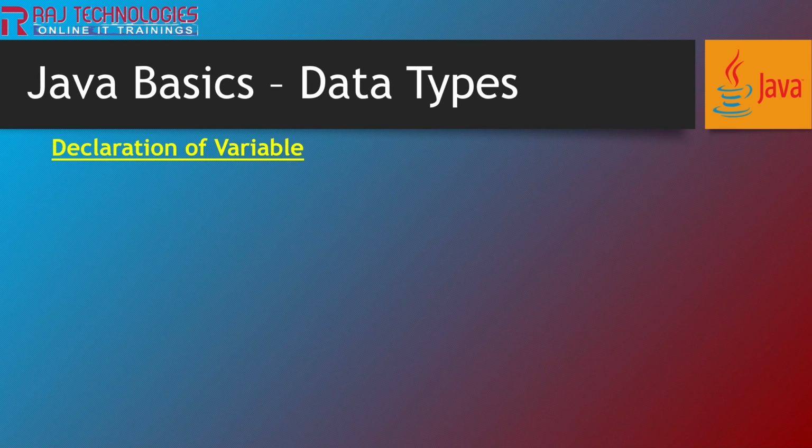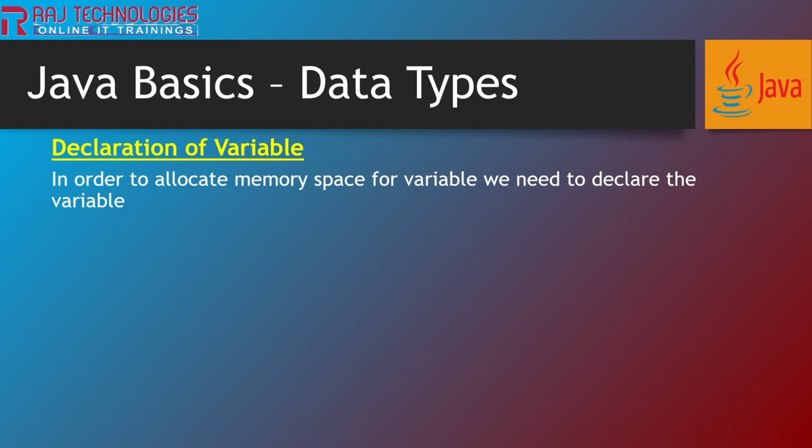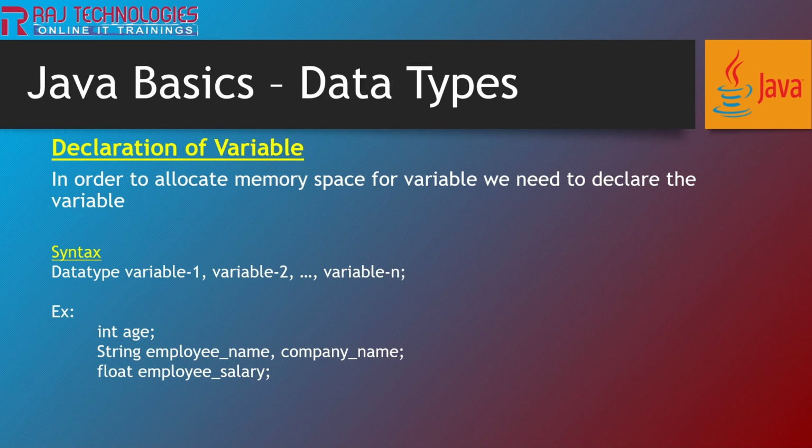And in order to store a value into a variable, we need to declare the variable. We have to allocate memory space for the variable. Then only we can store a value into the variable. What is the need of declaration? In order to allocate memory space for a variable, we need to declare it. Without allocating memory space for a variable, we cannot use that variable. The syntax of declaring a variable is, we have to mention the data type, space, variables like variable 1, variable 2, like that variable n.